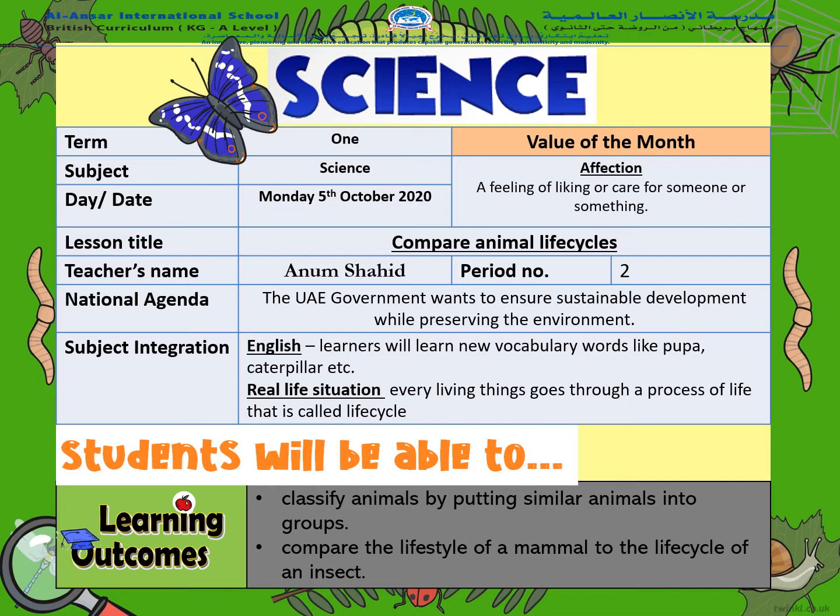Have a look at today's topic. The topic today is compare animal life cycles. In this lesson, you will be learning to classify animals by putting similar animals into groups and compare the lifestyle of a mammal to the lifestyle of an insect. An insect is a bee or a butterfly or a housefly. Mammals are animals such as cheetah, elephant, or cows.